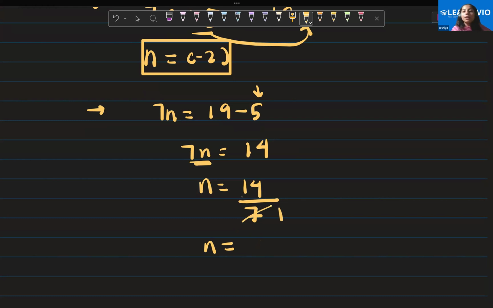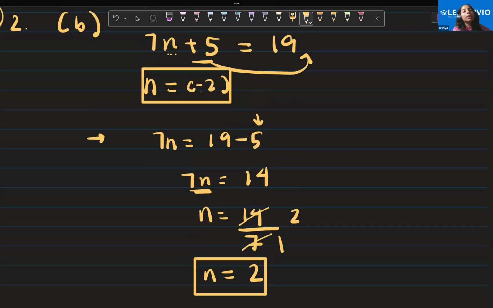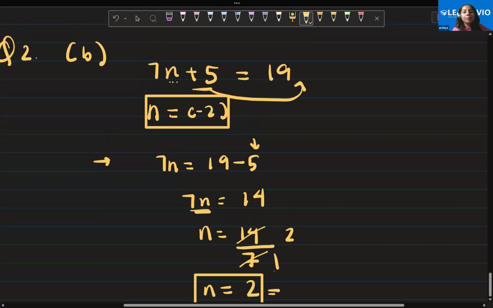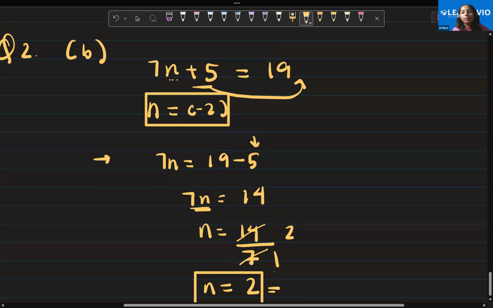7 ones are 7 and 7 twos are 14. So n is equal to 2. And according to the question, what should it be? It should be -2. So that means it's incorrect because the actual value is 2. Is that clear, guys? Yes, ma'am. Everyone write this down.